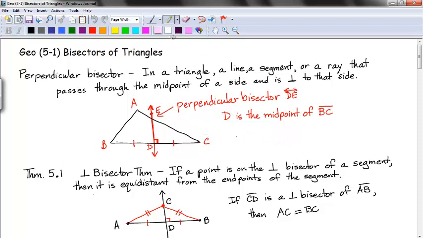You might want to put that out to the side, okay? BD is congruent to CD because it's a perpendicular bisector and D is the midpoint, okay?